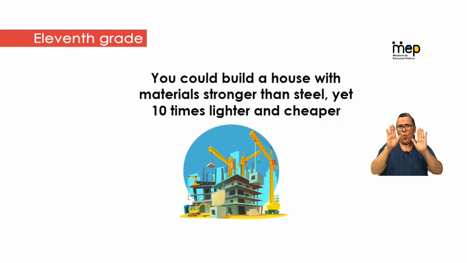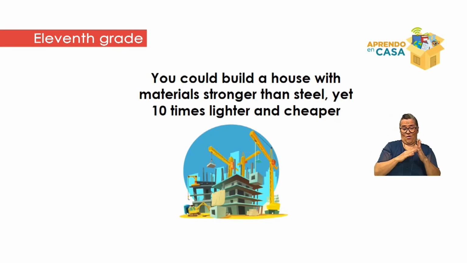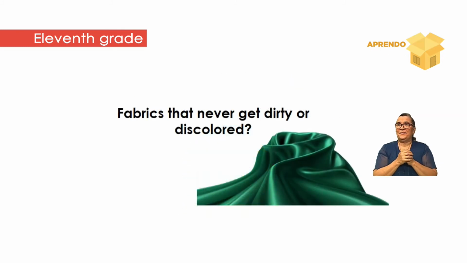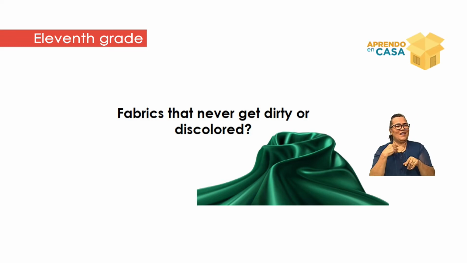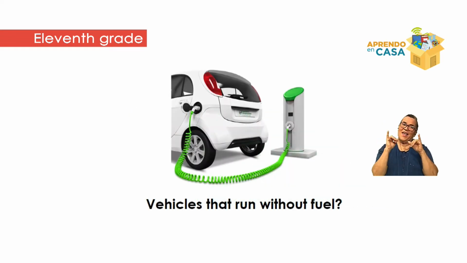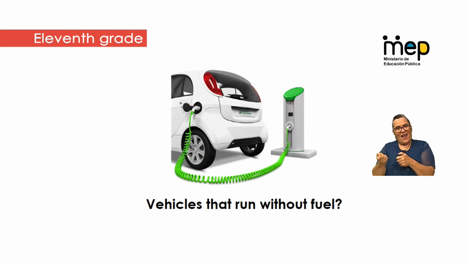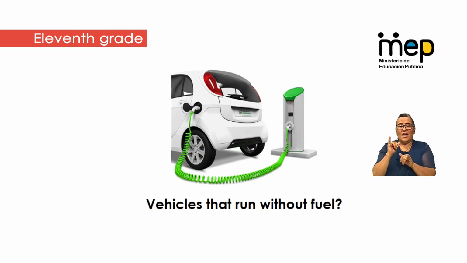Imagine that you could build a house with materials stronger than steel, yet 10 times lighter and cheaper. Wow, okay. Fabrics that never get dirty or discolored. Oh, excellent. I like to have that in my closet. Or vehicles that run without fuel and they are just connected to electricity. Well, right now we are having those cars here in Costa Rica. That's good because it means that we are being very renovated with technology.